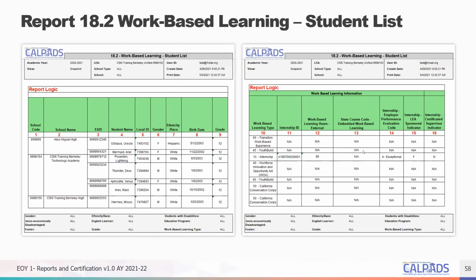A student may have more than one record here. A student may have had an internship for half the year and was a student-led enterprise for another half of the year. However it works out, it's not exclusive to one record.